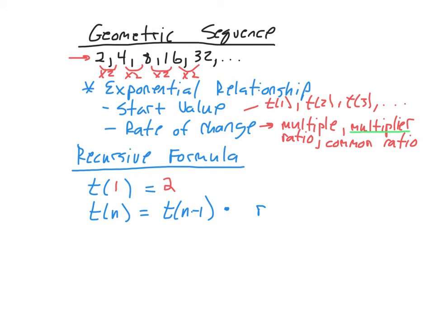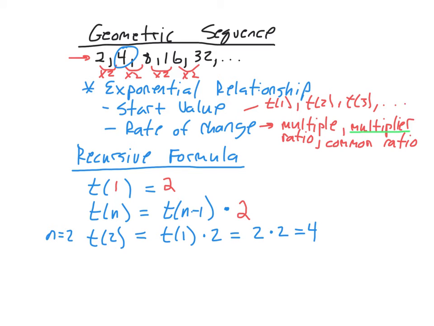All right, so now I have my R, my common ratio or multiplier, and I just put it in there, 2. There's our recursive formula. Let's test it out. Let's do blue. T of 1, I've got. So what I really need is T of 2. So T of 2 is equal to, well now n is equal to 2. 2 minus 1 is 1, so T of 1 times 2. T of 1 is 2 times 2 equals 4. Is my second term 4? It is indeed. Done.